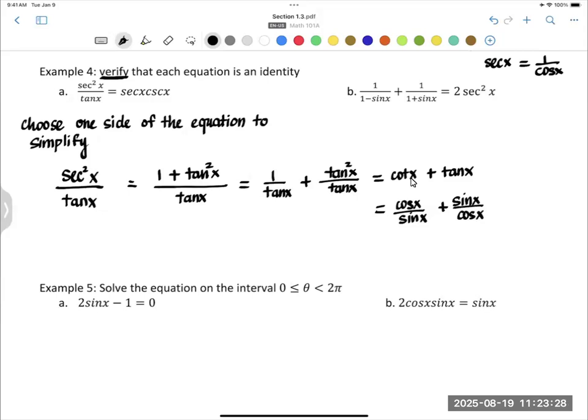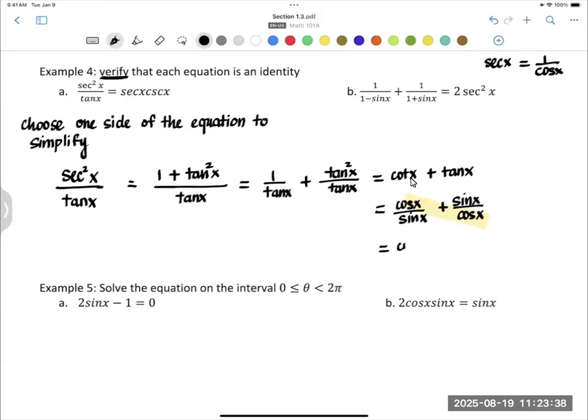So we can use algebra to simplify it. We multiply cosine and cosine, and we're going to have cosine squared x plus, and we multiply sine with sine, we will have sine squared x. And the bottom will be sine times cosine x. Okay, it still does not look the same as the left-hand side, but can we simplify more?